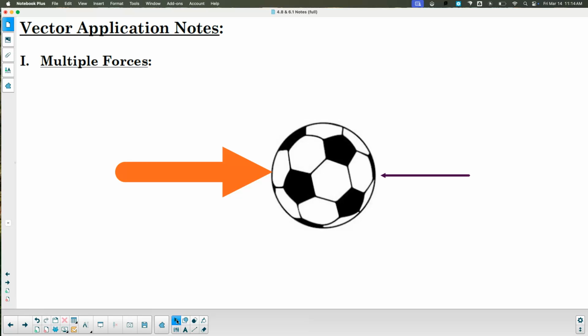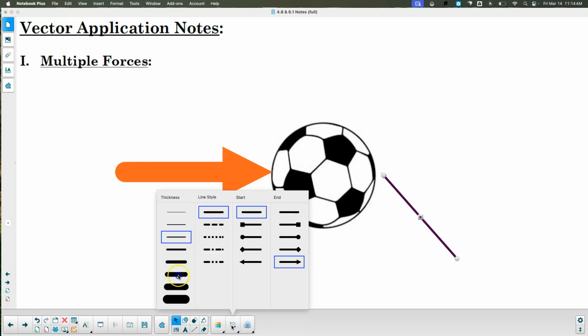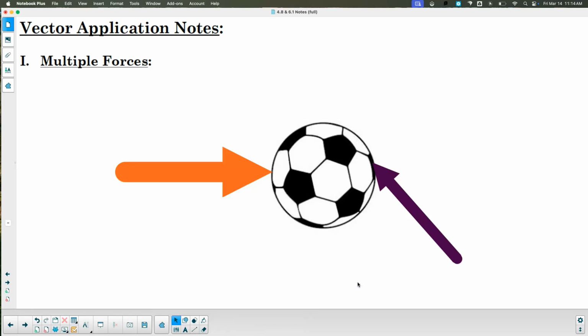What happens if they're not countering each other? Make this a little bit bigger. What happens if they're not countering each other? It's going to have an end result, right? So if this was the case, I'll go counter or I'll go clockwise, based off of this scenario, which way do you think the ball is going to move?